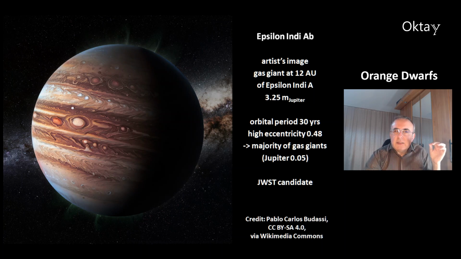And one difference to Jupiter is its high eccentricity of 0.48. The majority of gas giants, Jupiter-sized planets, have a higher eccentricity than Jupiter. Jupiter's eccentricity is just 5%, so that makes it special. And this system is a top candidate for the James Webb Space Telescope.